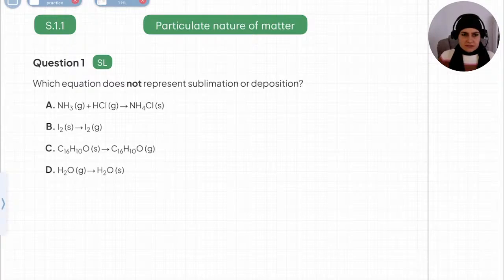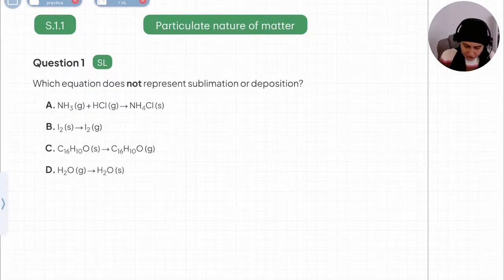Okay, so let's start. Let me see if everything's working. Yeah, I think it's working. Right, so Structure 1.1, and here I denoted the level. I think this topic is only for SL, but for other topics you'd see which level the question I'm solving is, SL or HL. Okay, so first question: which equation does not represent sublimation or deposition?